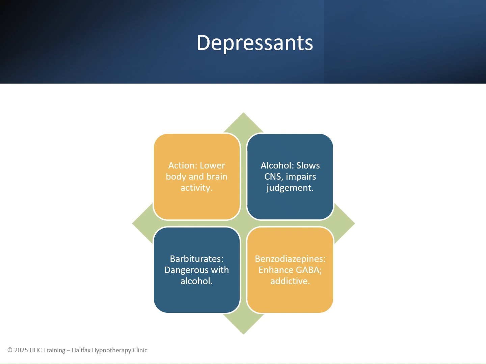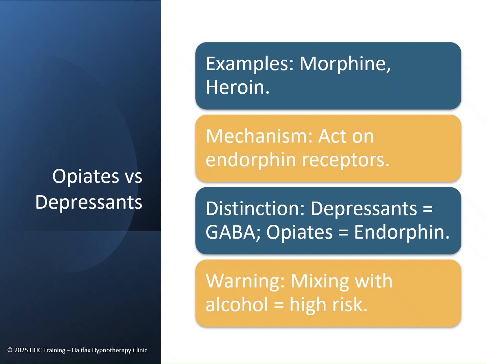Opiates. Opiates are primarily used to treat pain and can also be prescribed for anxiety. Common examples include morphine and heroin. The mechanism of action for opiates is that they act on the body's endorphin receptor sites. Endorphins are the body's natural pain-reducing neurotransmitters.